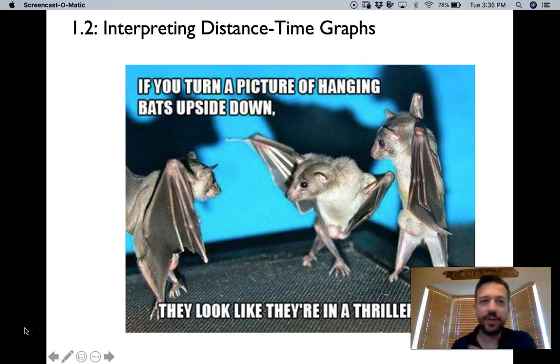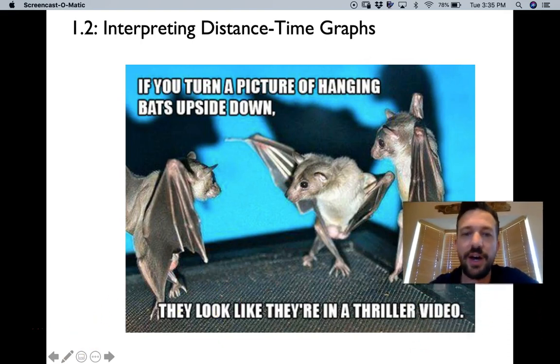I'm sure you're excited. Okay, so we're taking notes today. We're talking about distance time graphs. We're going in a little more depth than we were talking about them in groups yesterday, okay? There's your title, Interpreting Distance Time Graphs. So why don't you write it down? Write it down, 1.2, okay?